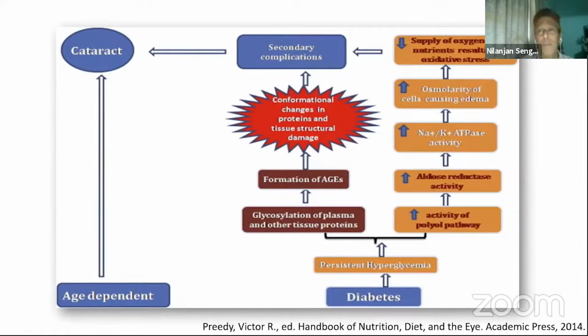Now, very briefly, the etiopathogenesis of diabetic cataract. Here, the polyol pathway is invoked. There is increased activity of aldose reductase because of the hyperglycemia, which leads to activation of the polyol pathway, and sorbitol accumulates inside the lens, which actually contributes to opacification of the lens. At the same time, there is formation of advanced glycation end products. These are the two main things, the activation of the polyol pathway and formation of advanced glycation end products, which change the quality and nature of the lens proteins, leading to opacification.